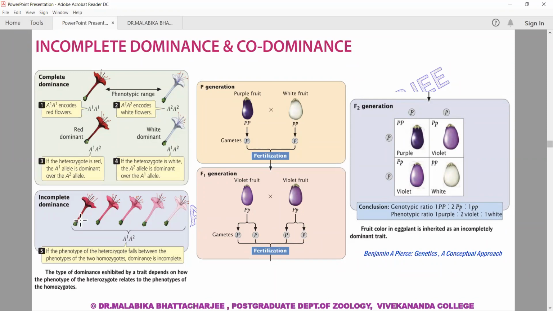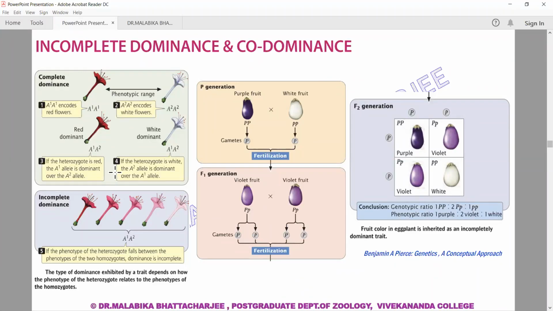This is expressing the most nearer to the red parent, and this is the most nearer to the white parent. So it is showing a range of phenotypic characters. That is, this proves that the red character is not completely dominant over the white.